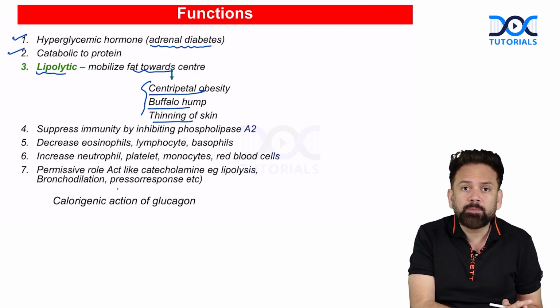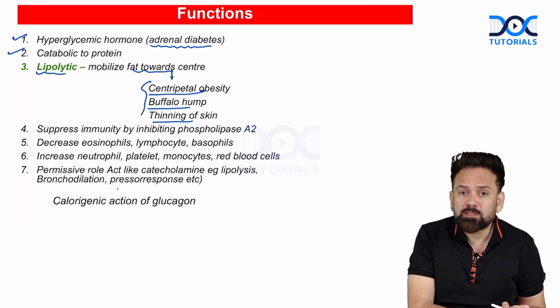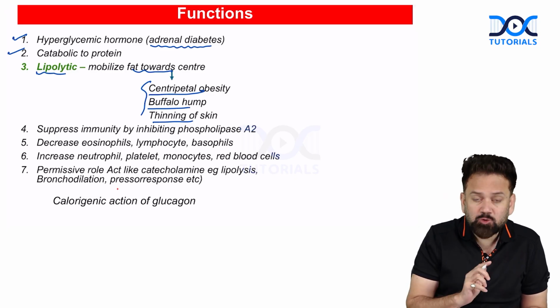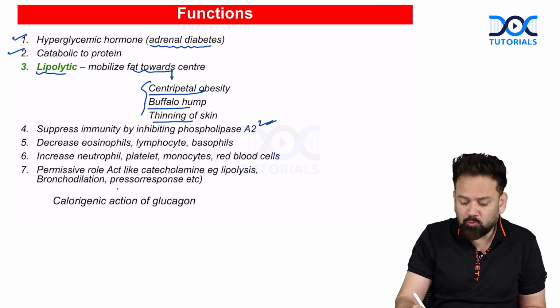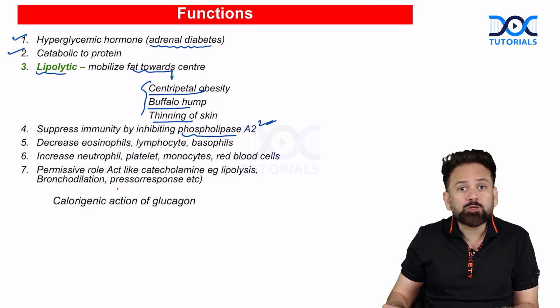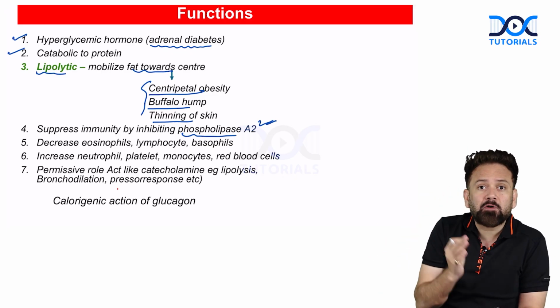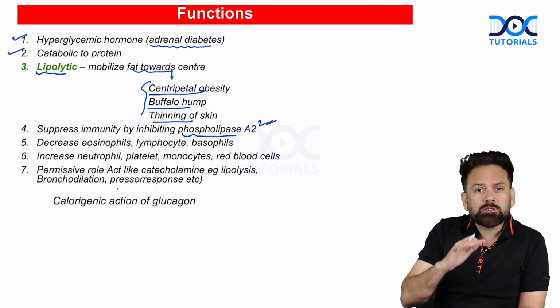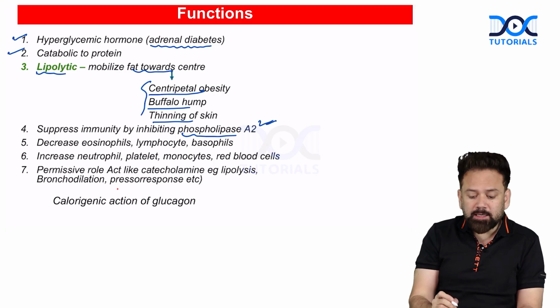Now, sir, please tell me why it is given in an autoimmune disorder, or whenever you want to suppress the immunity, how? So they will ask you how they are going to suppress the immunity. Answer is going to be, it suppresses immunity by inhibiting phospholipase A2. So it is going to suppress immunity by inhibiting what? Phospholipase A2. Now, some blood cells are increased, some blood cells are decreased. So what are the increased?